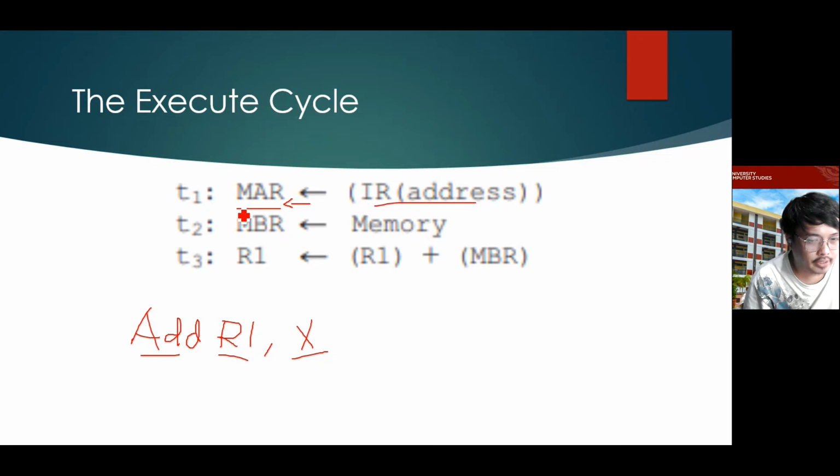The MAR will specify the operations that are held by the IR. That will be the add operation. Then from the memory, the MBR will hold the value of X. This is the X from the memory. Then the value of R1 will be held from the register.